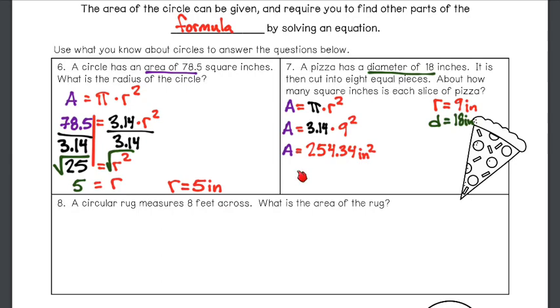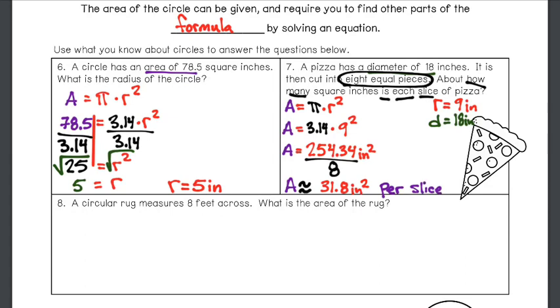But that is for a full pizza. To get one slice, we have to figure out the 8 slices there. We're going to take that and find out how many square inches is in one slice. So I divide that by 8, and I get the area is approximately, and that's what we use curvy lines for, it's approximately 31.8 inches squared per slice.